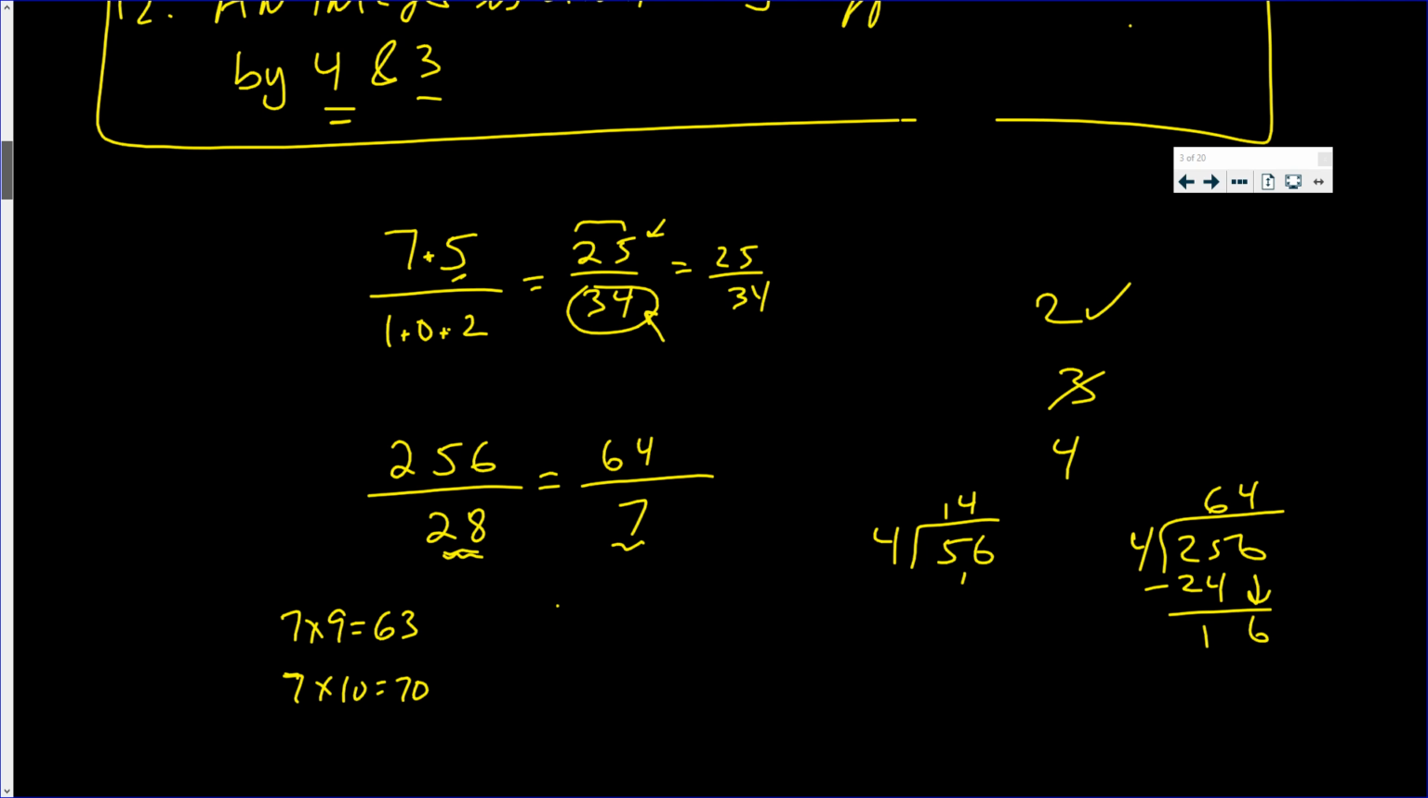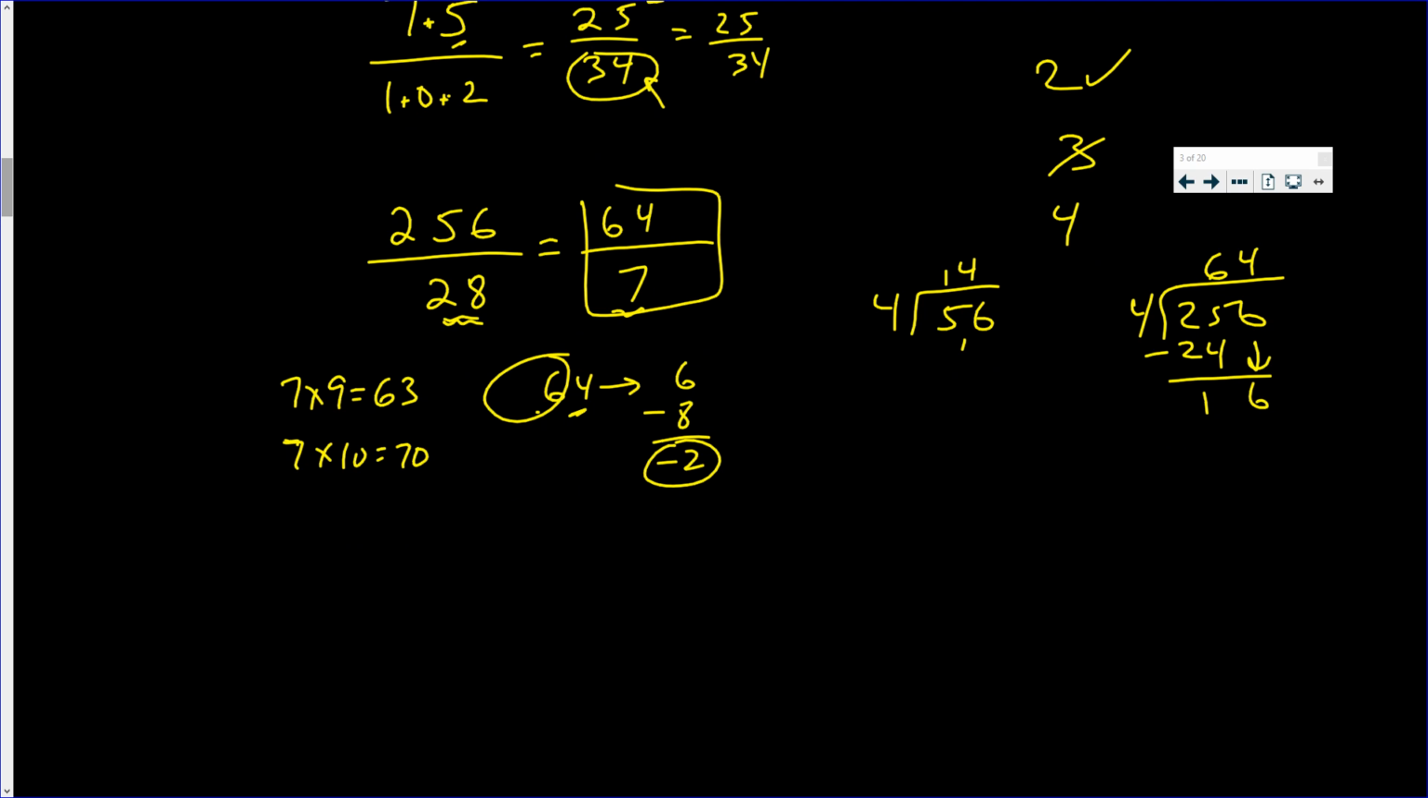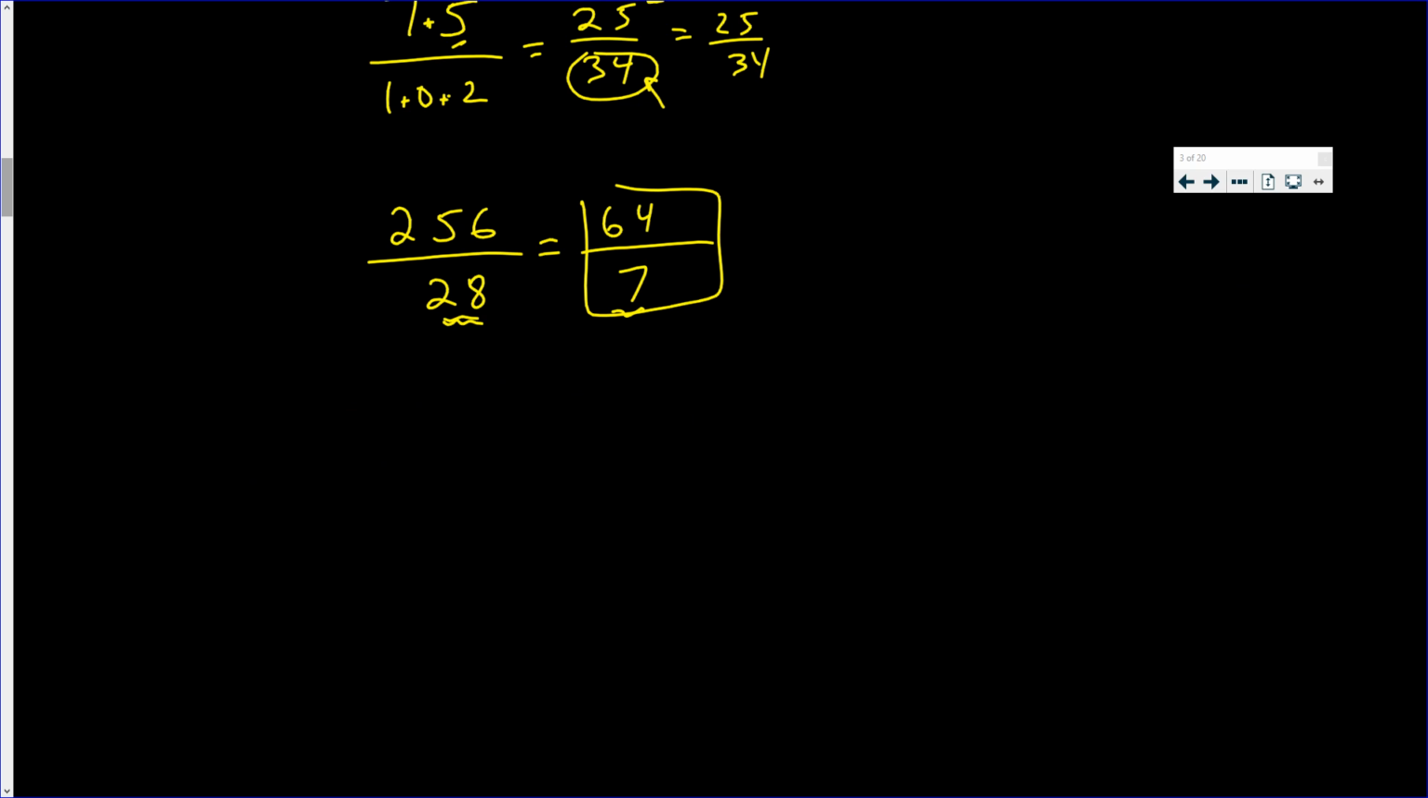Or if you want to, you can use the rule for 7. Take this number and take away 2 4s, which is -2. 7 doesn't go into -2. Okay, so this is done. Knowing the divisibility rules really makes your life easier. I can't stress that enough.